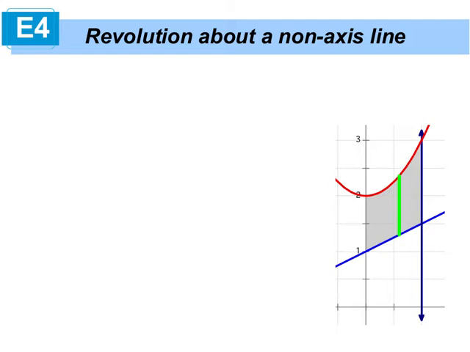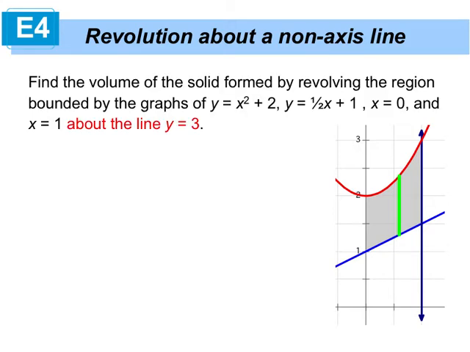I'm going to spin that gray region around the line y equals 3, which is up here. So just take a second to try to visualize what that thing would look like if you spun it around that line. The outside would be nice and squared off, the inside would have that little funky shape inside.